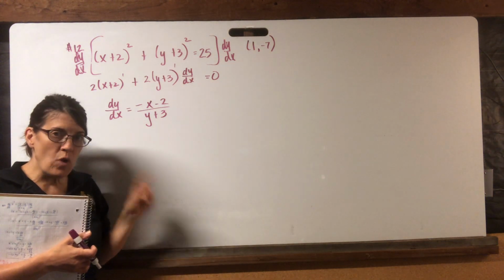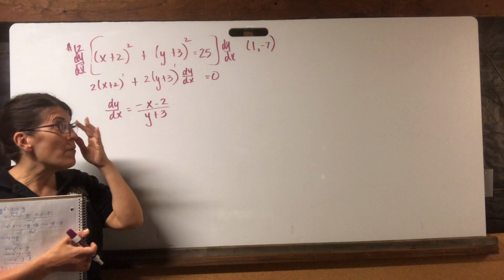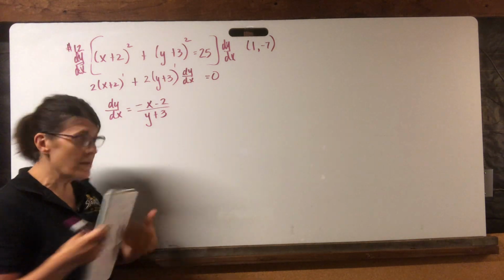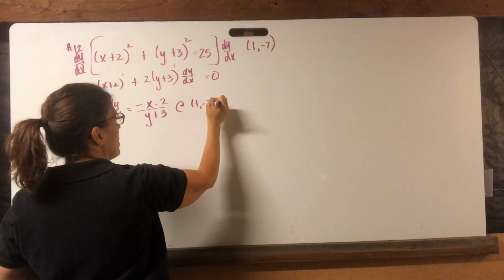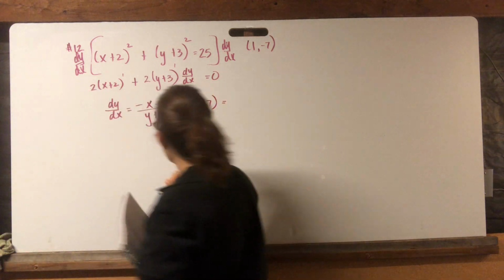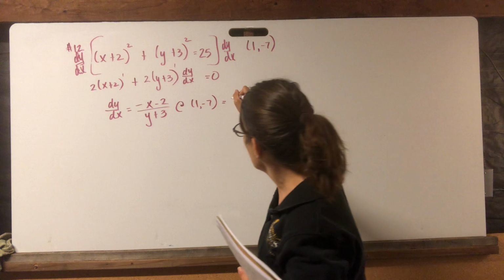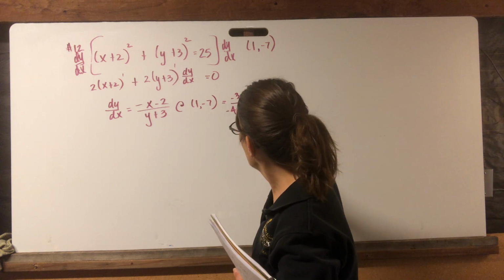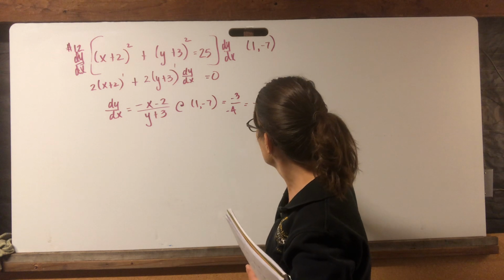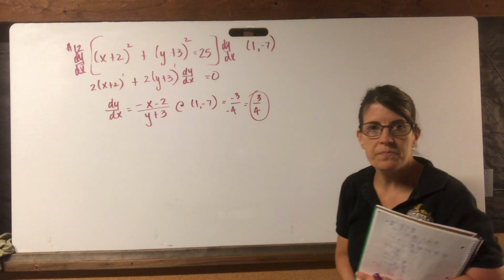Now, for this problem specifically, I want to know the slope at (1, -7). Okay, so at (1, -7), that would be -3 over -4, which is 3/4.